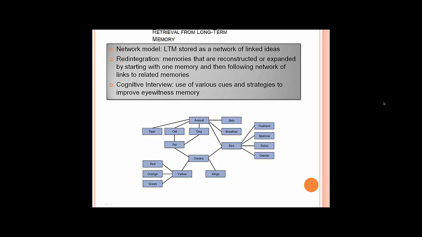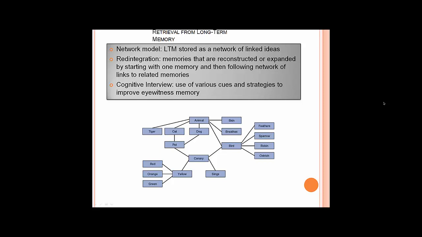So about retrieval, how do we recall our memories from long-term memory? What is that process called? There are several hypotheses and theories regarding retrieval from long-term memory. The so-called network model is that long-term memories are stored as a network of linked ideas. This is probably one of the best models for how our long-term memory and retrieval from long-term memory works. Redintegration are memories that are reconstructed or expanded by starting with one memory and then following the network or links to related memories.